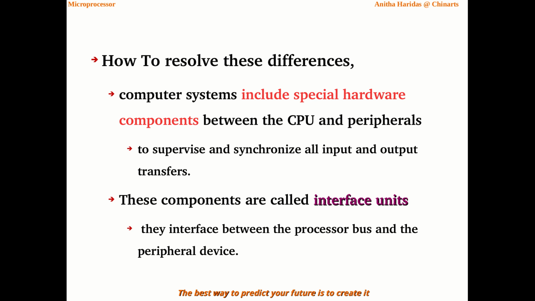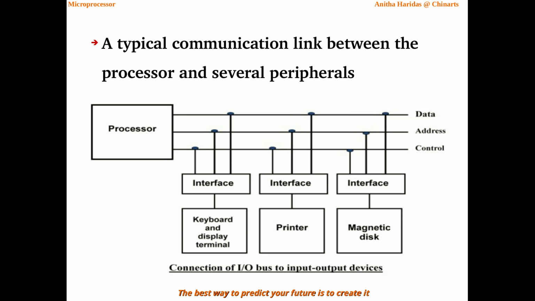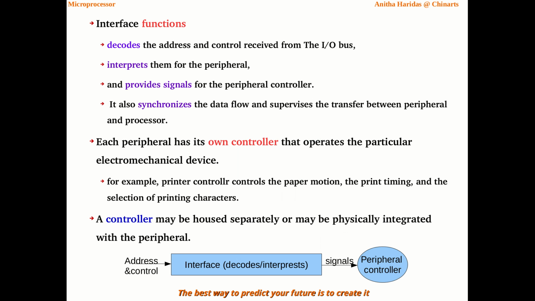So these four differences make the computer system include a special hardware component between the processor and the peripherals. Why? Because it needs to supervise and synchronize all input-output transfers. Now these special hardware components are called interface units. We discussed how the communication link between the processor and some peripheral devices is designed. That includes the interface unit. We have also discussed what are the four major functions of the interface unit.